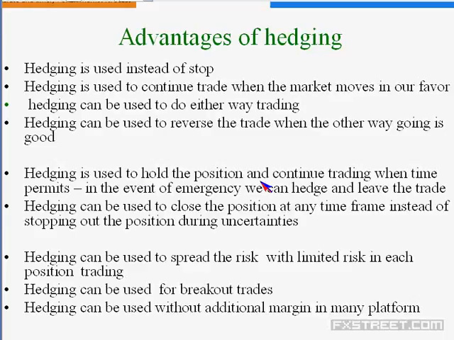Then hedging is used to hold the position and continue trading when time permits. In the event of an emergency, you can simply hedge the position at the market and go attend to it. After about 2 hours, you come back. Hedging may be making about 5-10 pips loss or even 60-70 pips loss, and the original position is making the profit. So you will see that you are still blocking about 30 pips, and there will be a shortage of 30 pips.